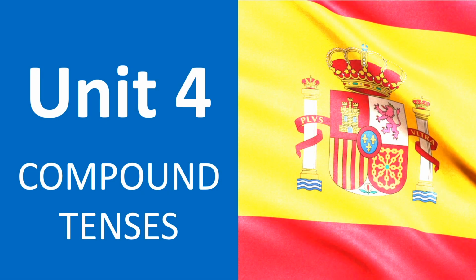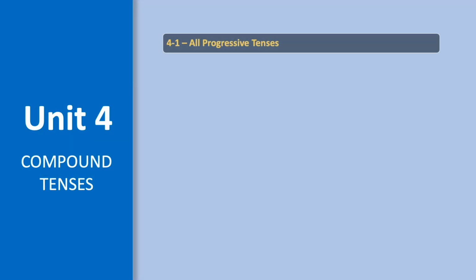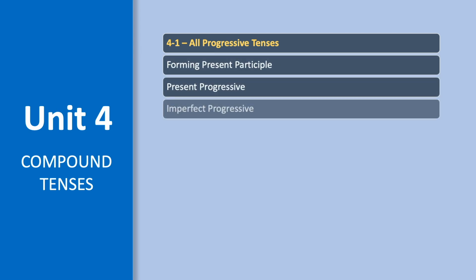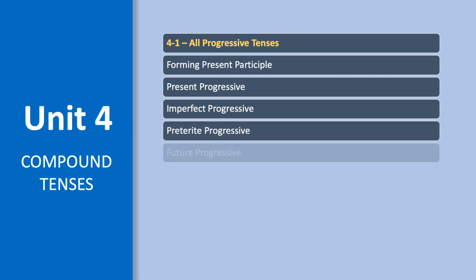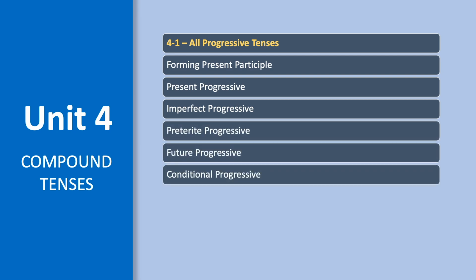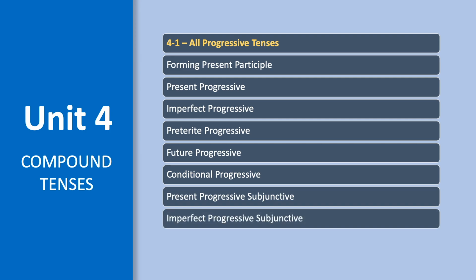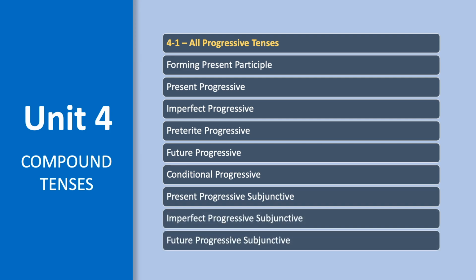Unit 4 covers the different types of compound tenses. We start off with the progressive tenses, including how the present participle is formed. There is the present progressive, imperfect and preterite progressive, future and conditional progressive, the present progressive subjunctive, imperfect progressive subjunctive, and future progressive subjunctive.